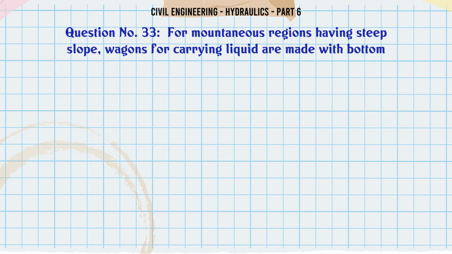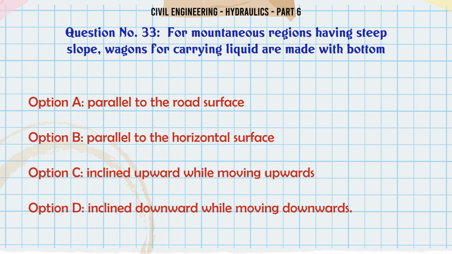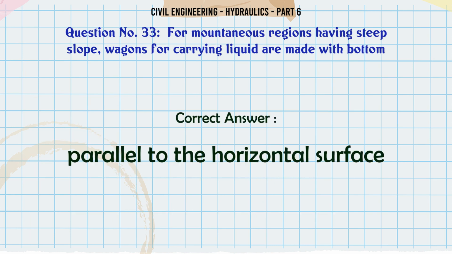For mountainous regions having steep slope, wagons for carrying liquid are made with bottom A. parallel to the road surface, B. parallel to the horizontal surface, C. inclined upward while moving upwards, D. inclined downward while moving downwards. The correct answer is parallel to the horizontal surface.